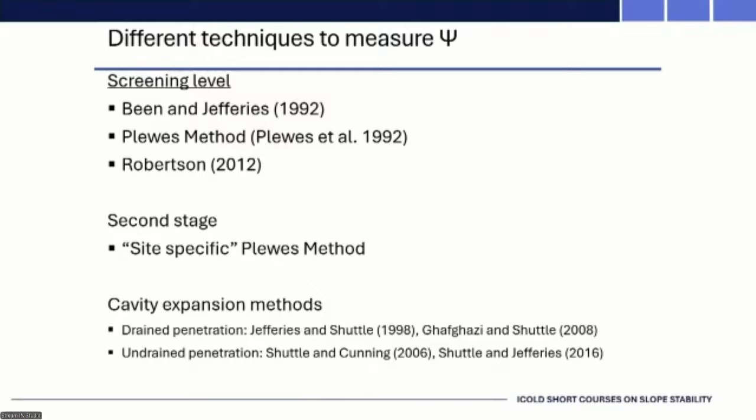Now, there are all these various techniques that have evolved, and then more recently, there's been a lot of refinement of these. But Bean and Jeffries talked about this way back in the 1990s. We've heard about the PLUES method and the modified or site-specific PLUES method, where you incorporate the alpha, the compressibility of the critical state line, and then various techniques of Peter Robertson. We also have techniques using what's called the cavity expansion methods.